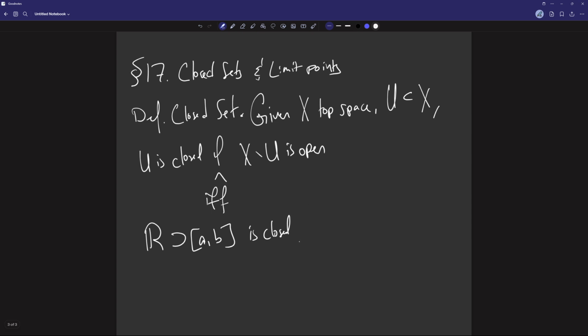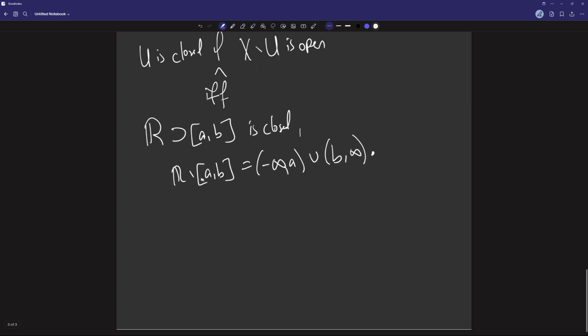Since we could actually just take the set minus of A to B, which is just going to be your open sets of negative infinity to A, cap B to infinity.